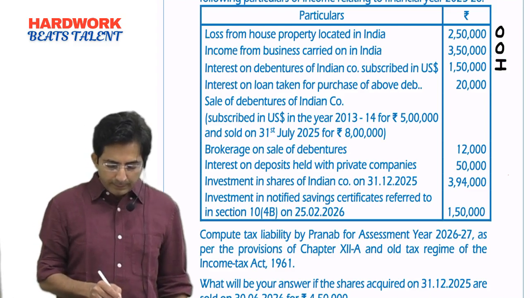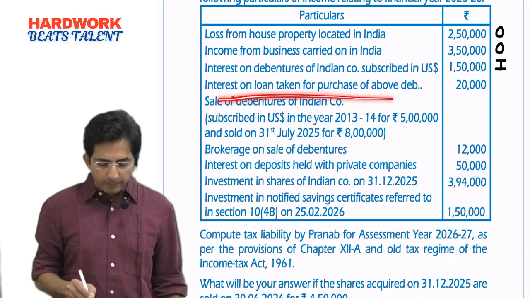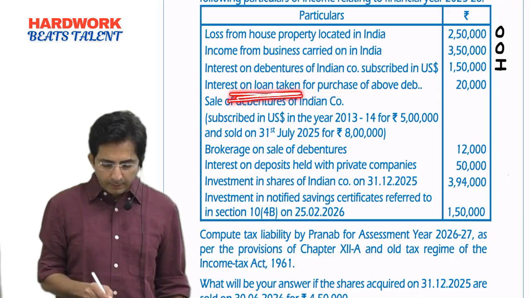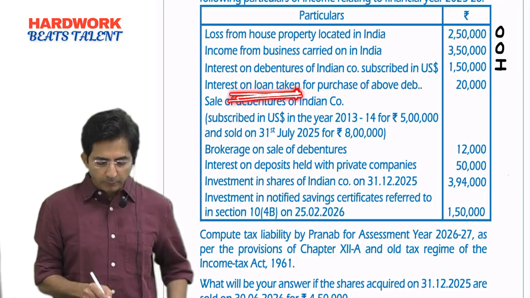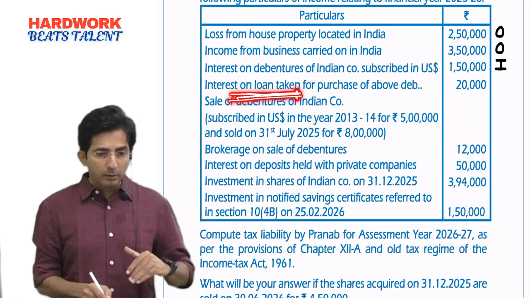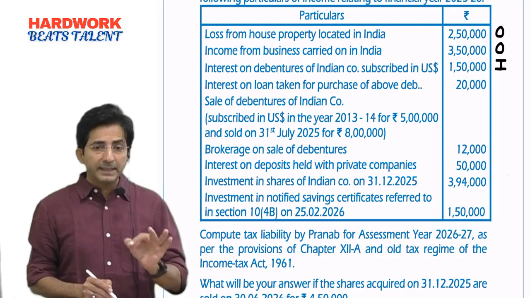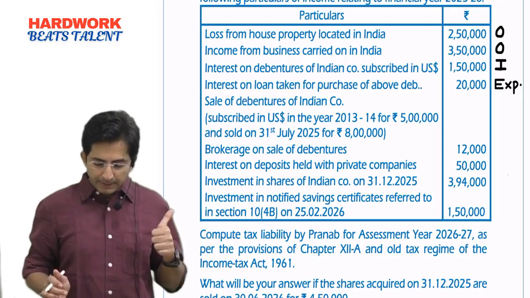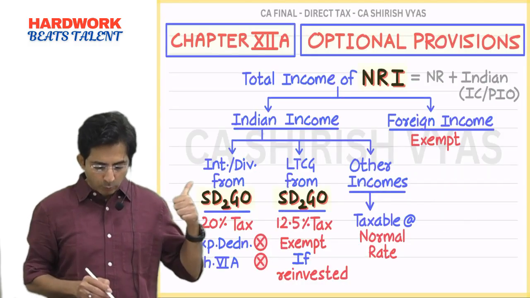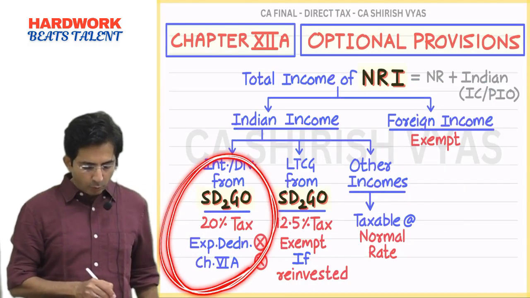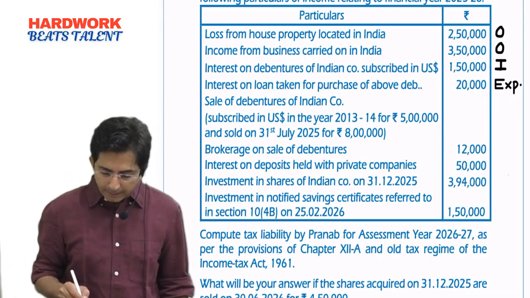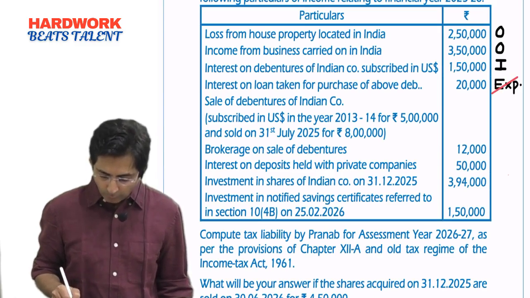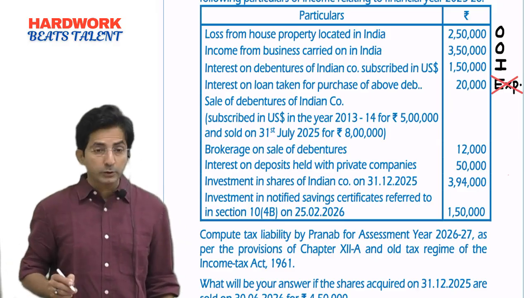Then interest on loan taken for purchase of above debenture. Now interest on loan taken, is this interest income or expenditure? It is expenditure because we have taken the loan. On a taken loan you have to pay interest. So this is expenditure. So see what I have written here. Look, expenditure. And if you remember, what is the rule? Expenditure deduction is not allowed in Chapter 12A. So although I have written the word expenditure, I will strike it off. I will put a cross mark on this, meaning ignore the expenses because the tax will be on a gross basis.